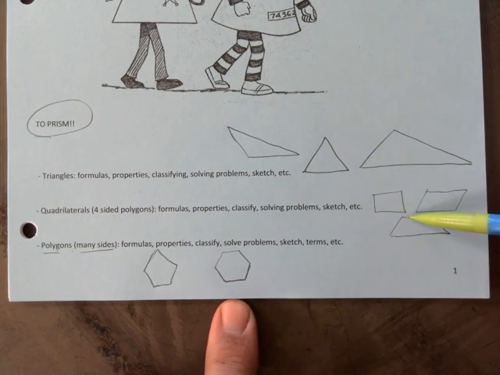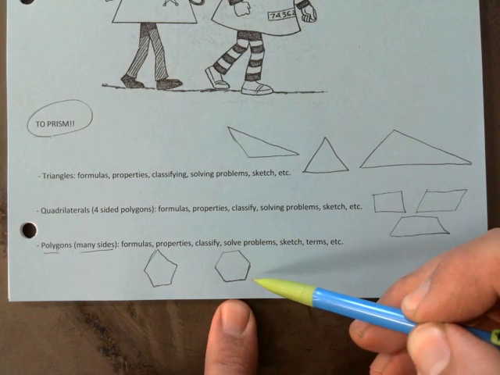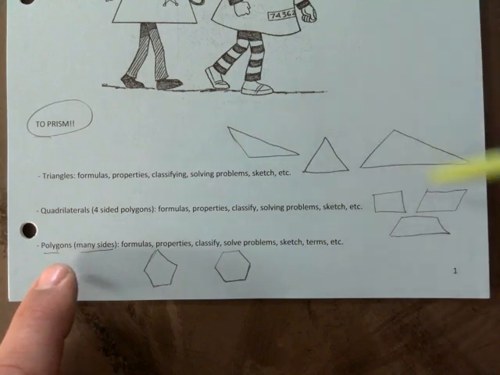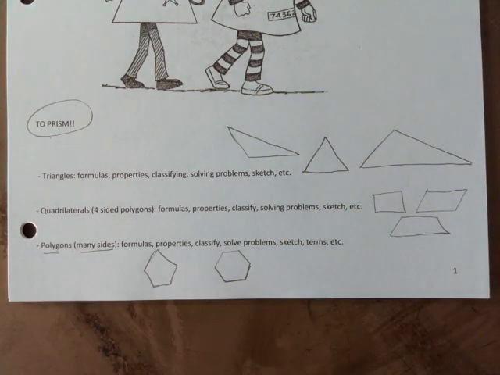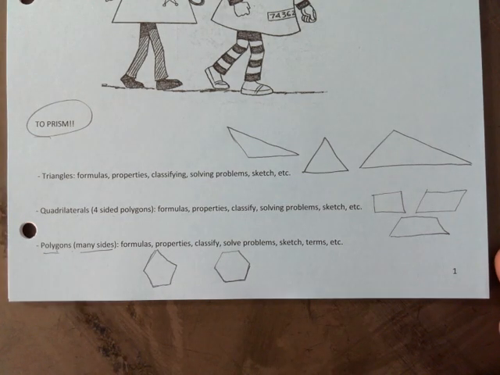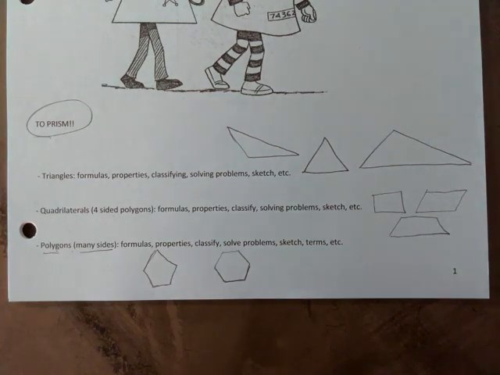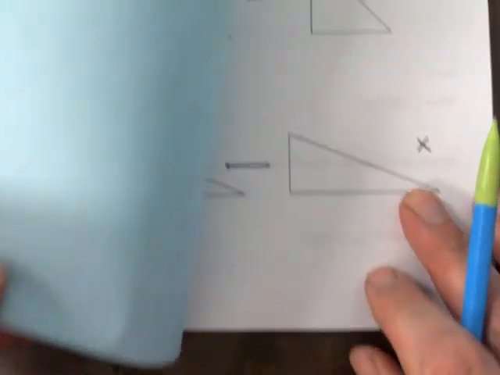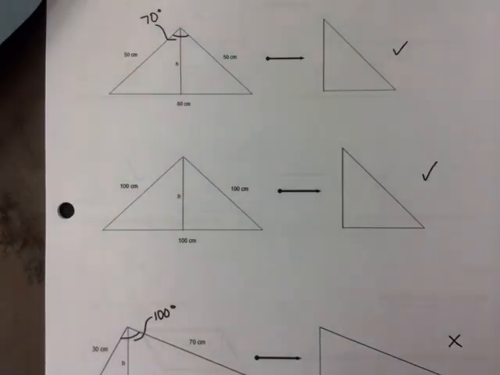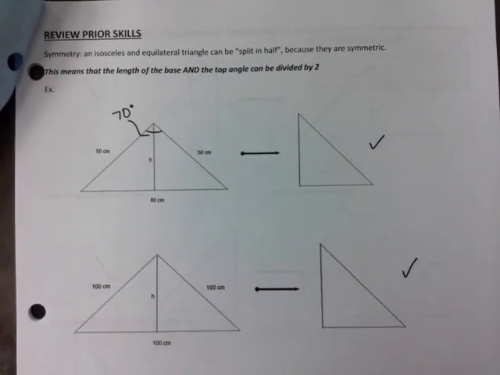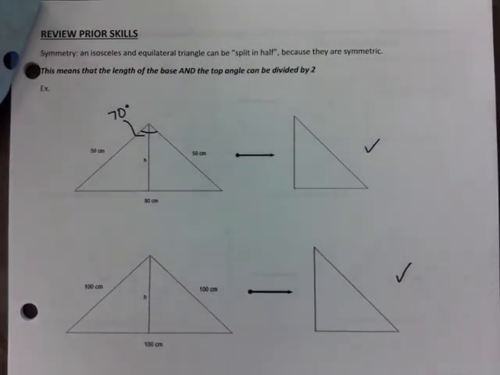So that's what we're going to end up with, right? Triangles, quadrilaterals, and then polygons in general. But all of these can be put under the umbrella of polygons. Polygons is kind of like the overall, a big umbrella that has all the shapes under it. So here we go. Ready? Page 2. Review some previous skills.